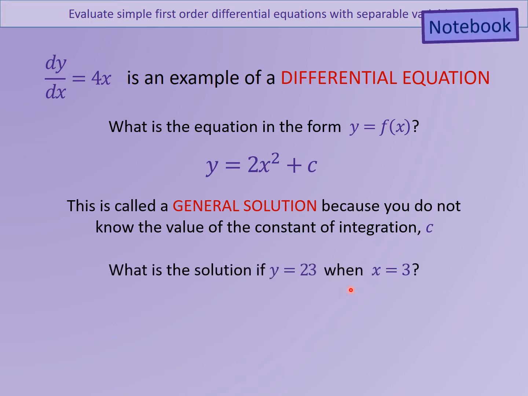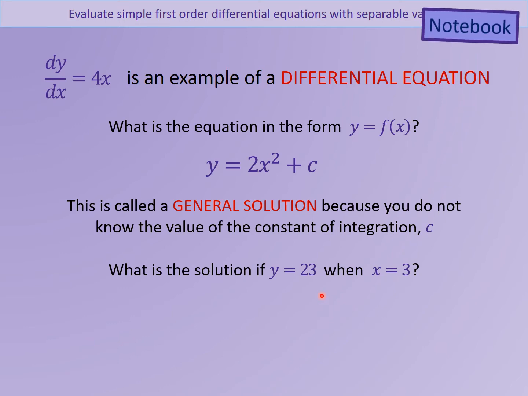Now, if I give you an extra bit of information, so I'm telling you now that this equation, y equals 2x squared plus c, goes through the point 3, 23. So 3 for x, 23 for y. Could you find for me the solution now, please? Okay. All right, so let's see what you got then.